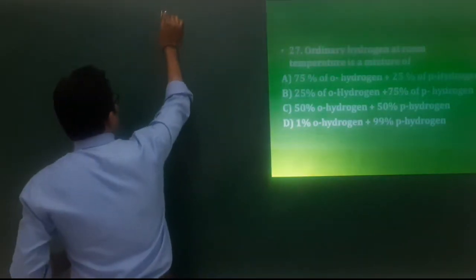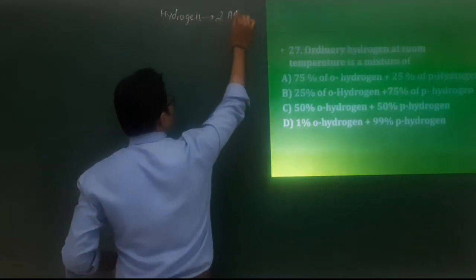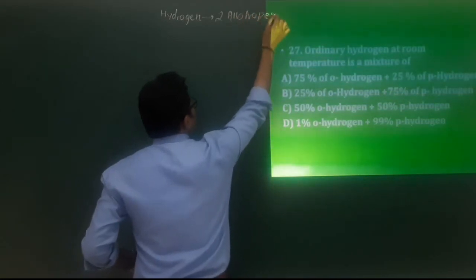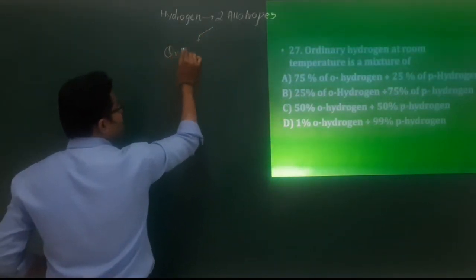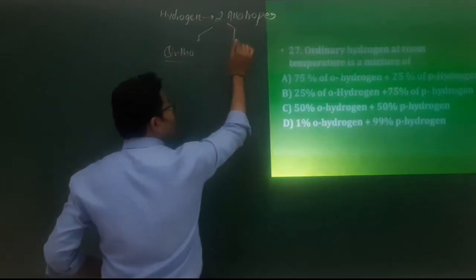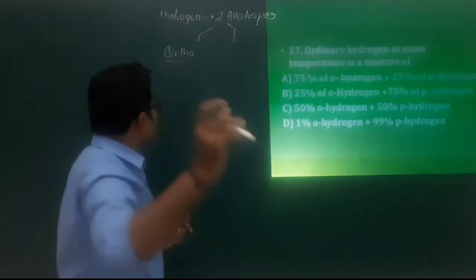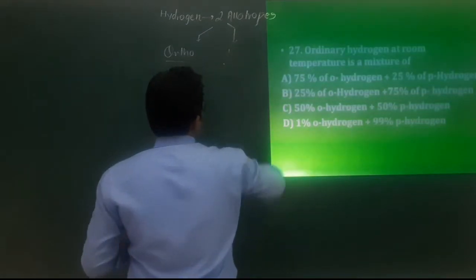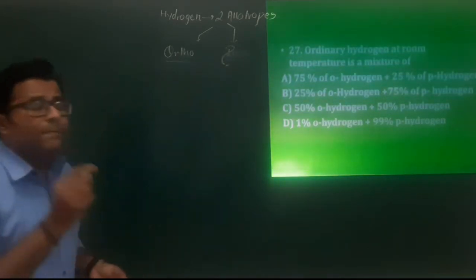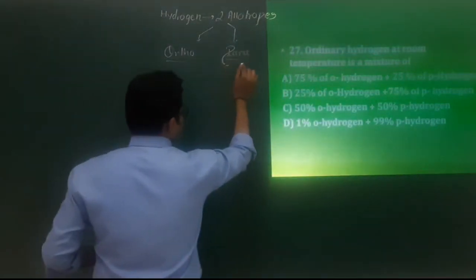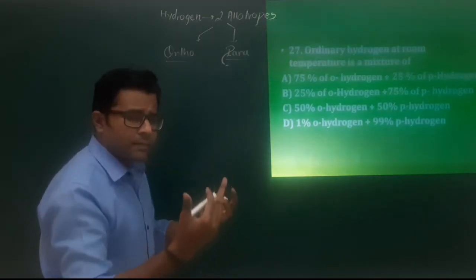Now, hydrogen is a mixture of 2 allotropes. Right? So, the 2 allotropes, we already know them as being ortho hydrogen, wherein the spins of the protons, the nuclear spin, are in the same direction. While in the case of para hydrogen, the spins are in opposite direction. Both the nuclei are in opposite spins, right?